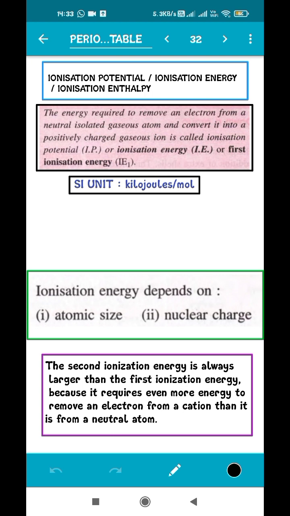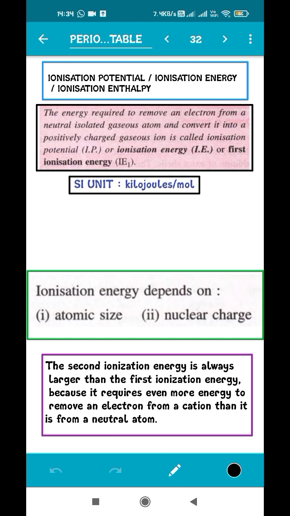So we have studied a lot of periodic properties in the previous classes. We have studied how they are dependent upon the nuclear charge and also the atomic size. Today we are going to learn about the three most important periodic properties, namely ionization potential, electron affinity and electronegativity. So let's begin. Ionization potential is also known as ionization energy or ionization enthalpy.